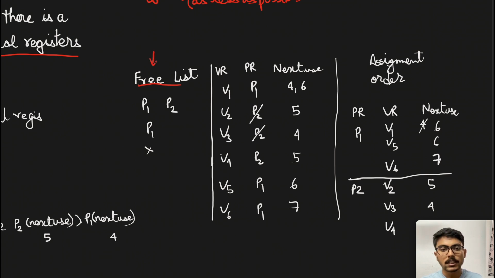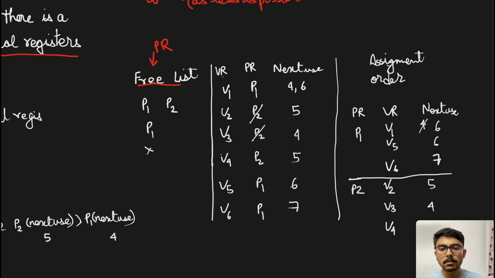Now this specifically denotes the physical registers. This is the list of registers that are actually present in the system and are not being occupied by any variable as of now. Then we come to the next use table.